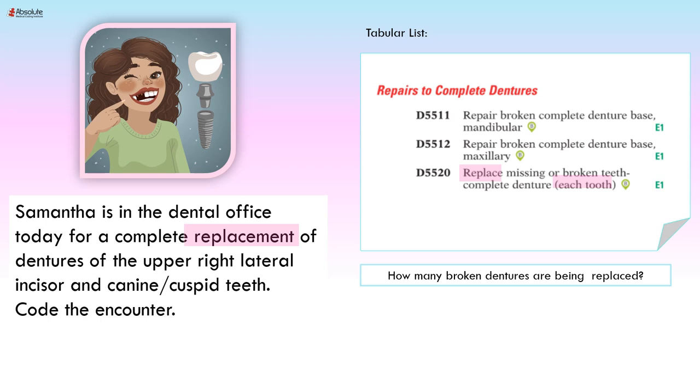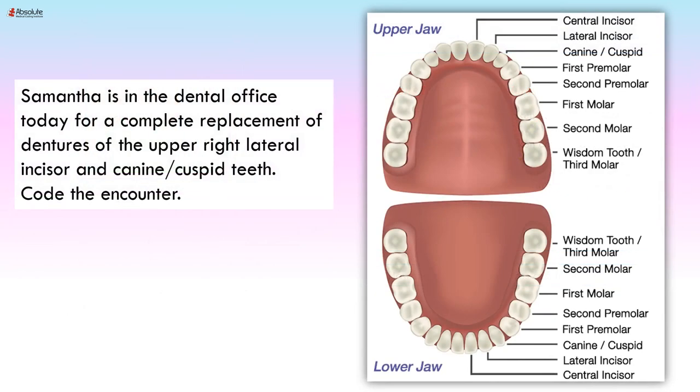So let's reference the anatomy of the mouth to see how many teeth are being replaced. Referencing our anatomy of the teeth here, let's look at the upper lateral incisor. Looks like it's right there. And then the canine cuspid teeth. All right. So it looks like there are two dentures that have been replaced. Now that we have this information, we're ready to code.